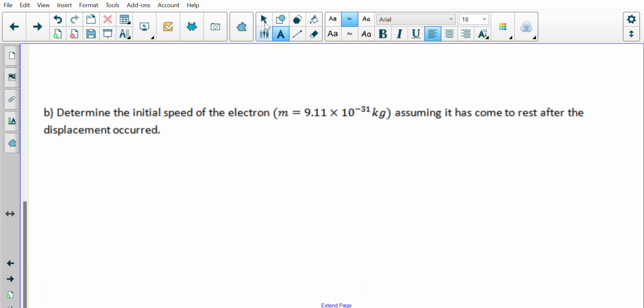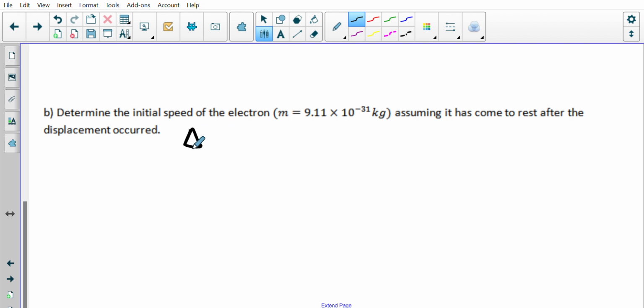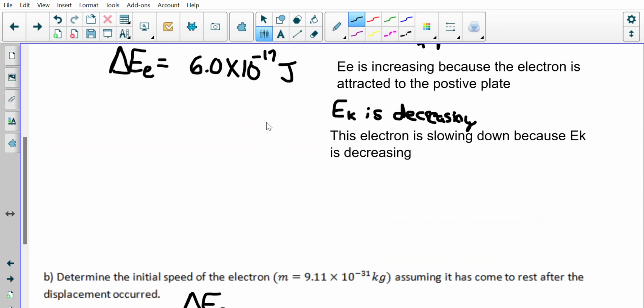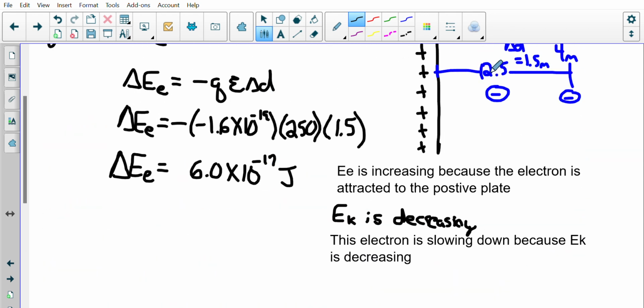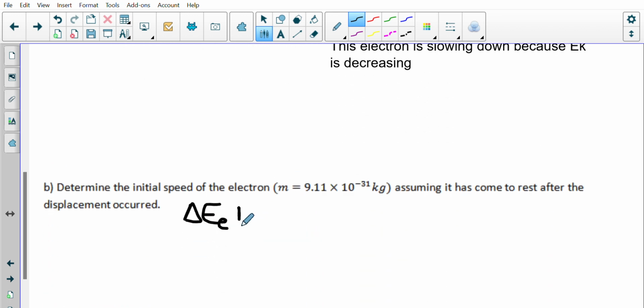So before, in our last example, we let this positive go. It started at rest, and because they were being repelled, it took off. This one, the electron was moving away from the plate at a certain speed, but because of the attraction, it was slowed down and it came to rest. So either way, what we have here is conservation of energy. Our change in electric potential energy, which in this case is increasing because we're pulling these charges apart, plus our change in kinetic energy is going to equal 0.